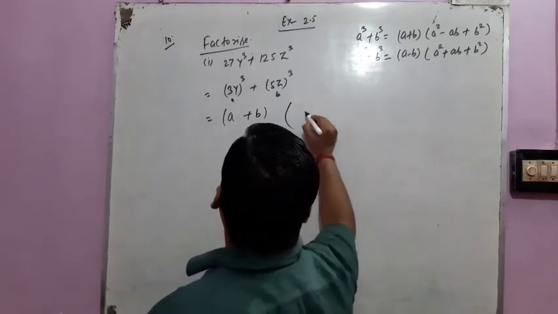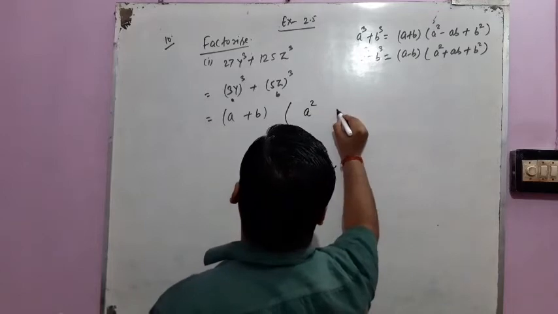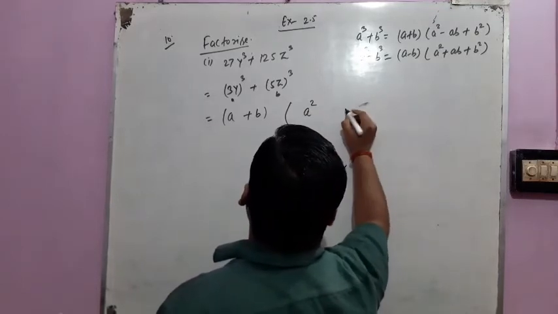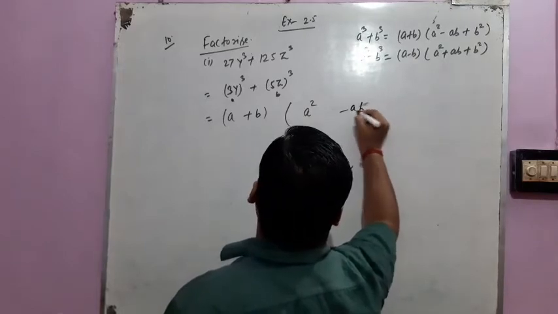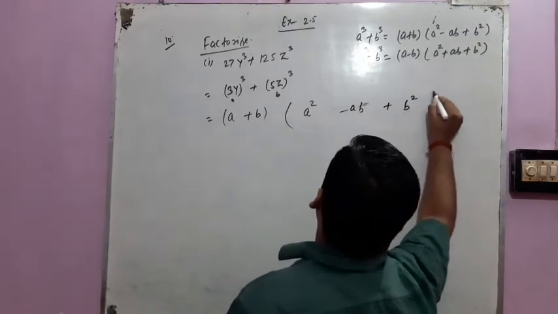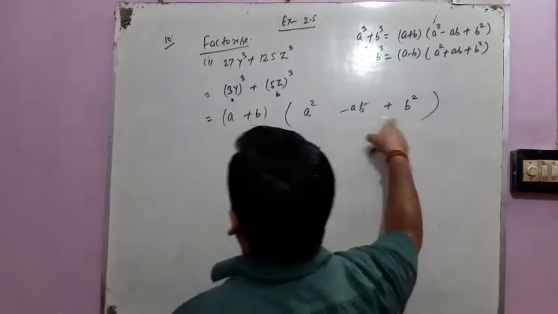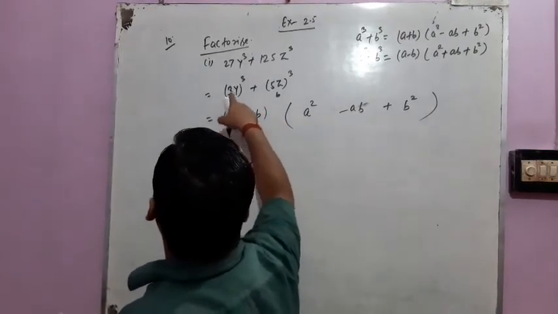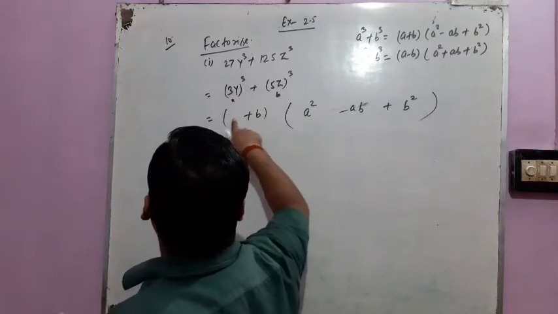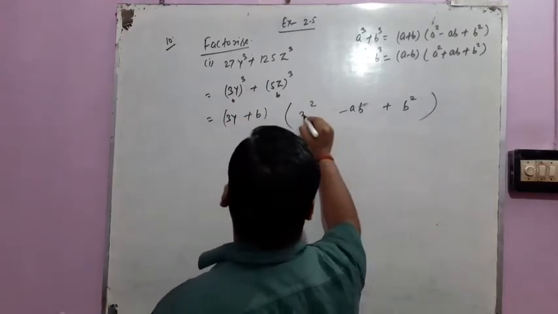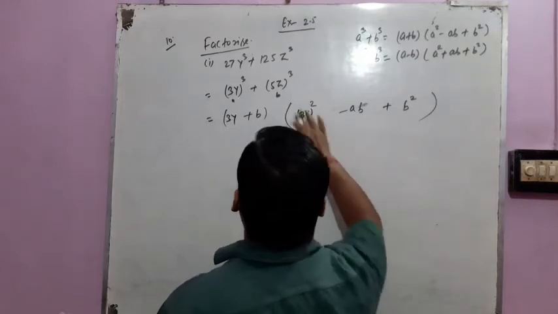into a square minus ab plus b square. Okay students, now in the place of a we are going to replace with, what is the value of a here? 3y. So we are replacing the position of a with 3y, also making the square of 3y here.